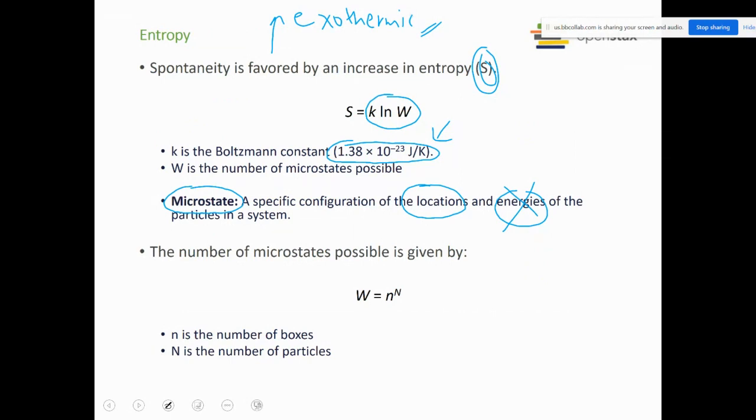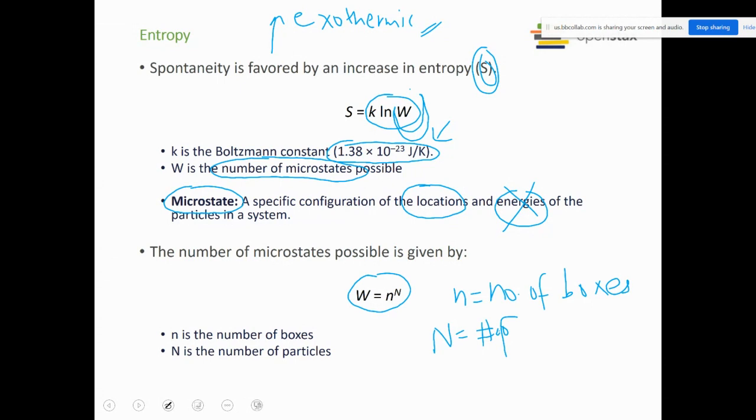Now, what W does is it measures the number of microstates that are possible. The way it does this is by using this formula: small n to the power capital N. Be careful: the small n refers to the number of boxes, and we'll look through an example of what this means when we work one problem out, whereas capital N is the number of particles in total.